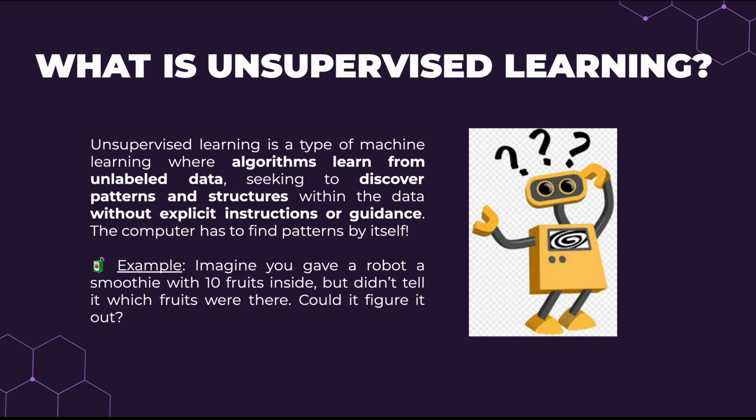Okay, hopefully you're ready by now. Unsupervised learning is a type of machine learning where algorithms learn from unlabeled data. This is the key point: it's unlabeled. You're not telling the machine what it's seeing, so it seeks to discover patterns and structures within the data without explicit instruction or guidance. Here's an example: imagine you gave a robot a smoothie with 10 fruits inside, but you didn't tell the machine which fruits they were. Could the machine figure out what fruits were inside? That's what we're going to figure out today.